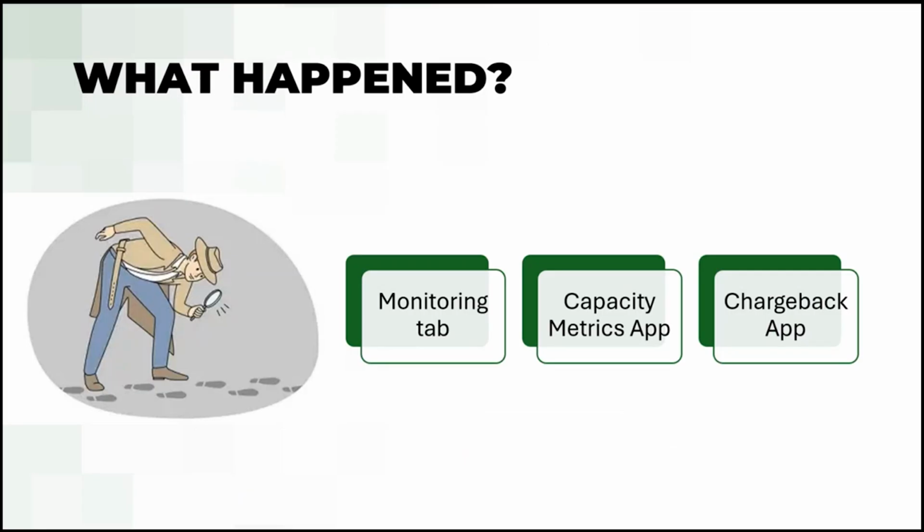So we need those technical hats on. We've got to find out what happened. There's 4 products that I use, and 3 that I think everyone should use. That's the monitoring tab, the capacity metrics app, and then the chargeback app. The first one is built into the product, so we can see it in the monitoring tab. The next are installable, free items.